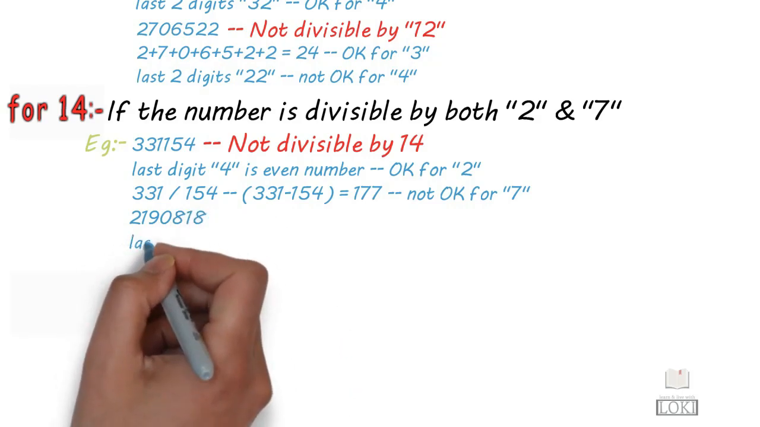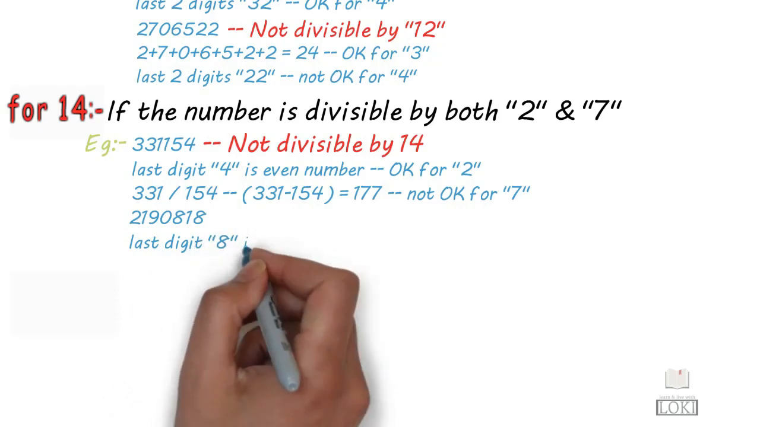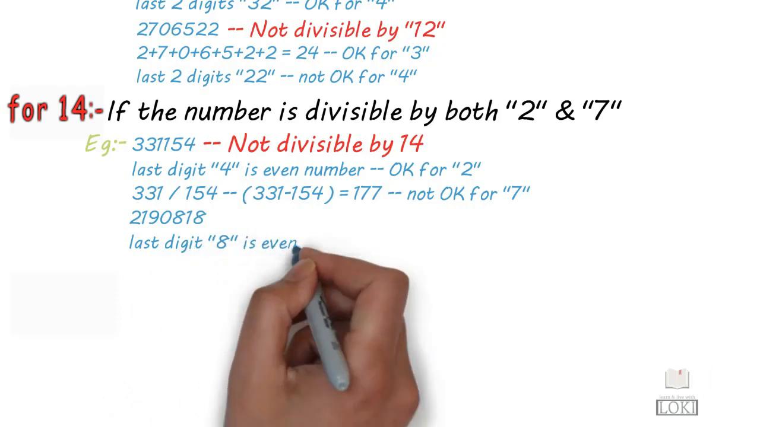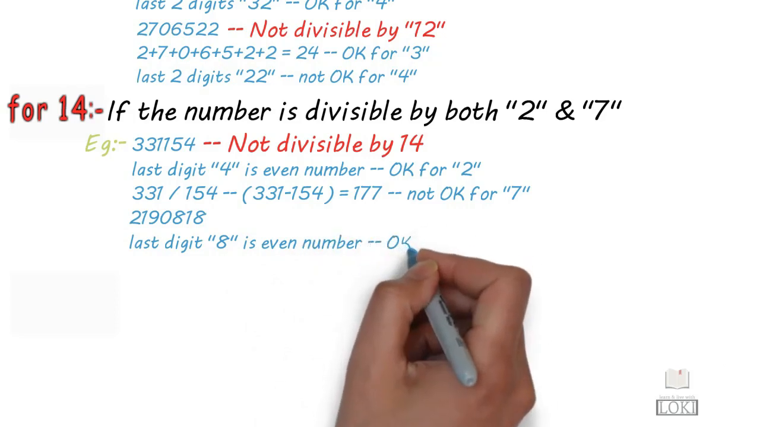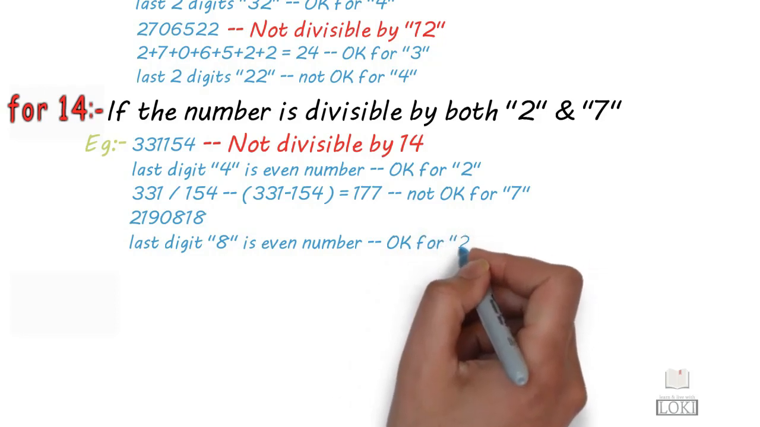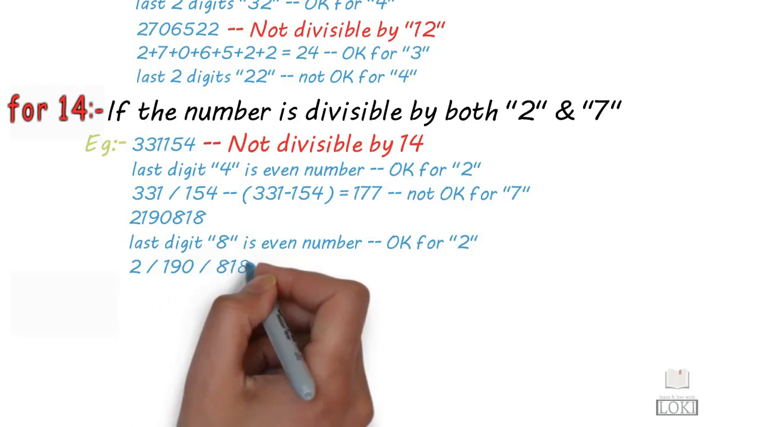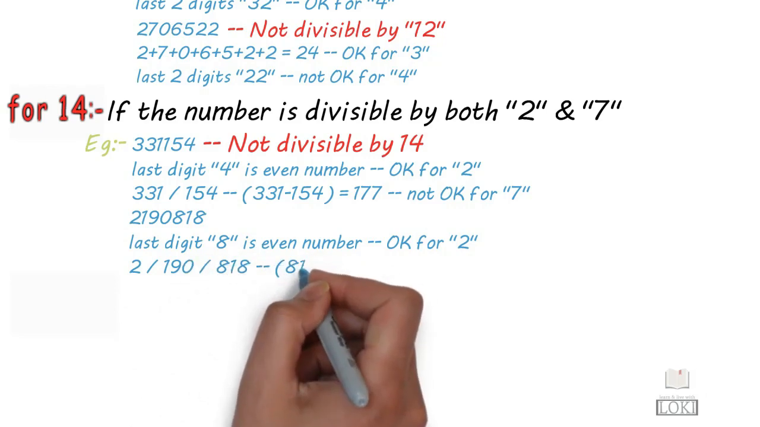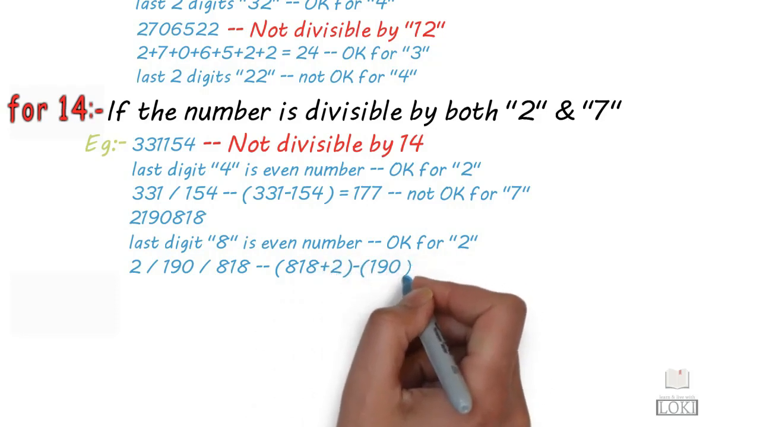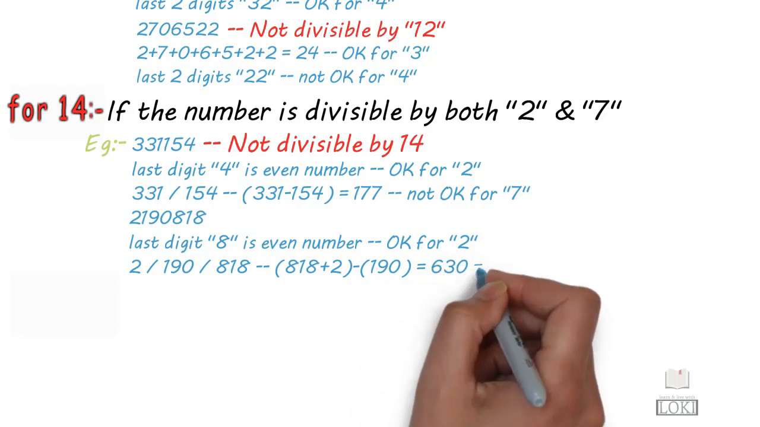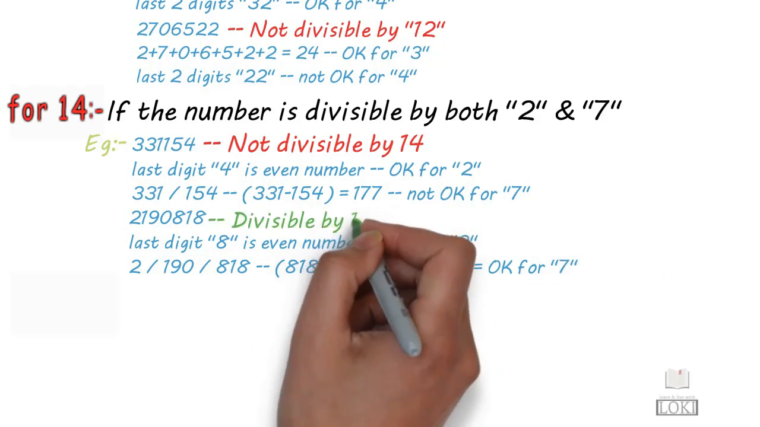Let's see another example here. 2190818. The last digit is 8, which is an even number and divisible by 2. And for 7, divide the number into groups of 3 digits. And remember, we need to divide the number from the right hand side: 2, 190, 818. Here 818 and 2 are in odd places, so we need to add the odd place numbers and even place numbers and find the difference between them. After finding the difference, we got 630, which is okay for 7. So we can say that this number is divisible by 14.